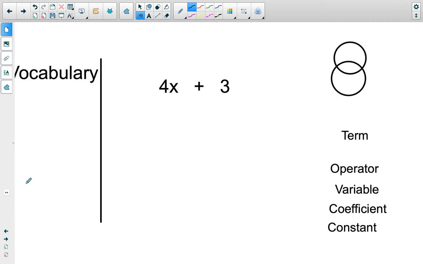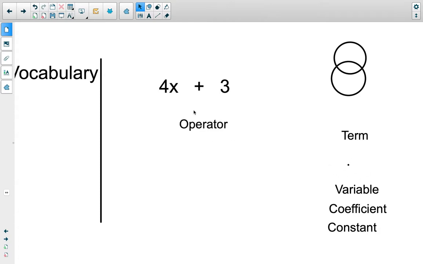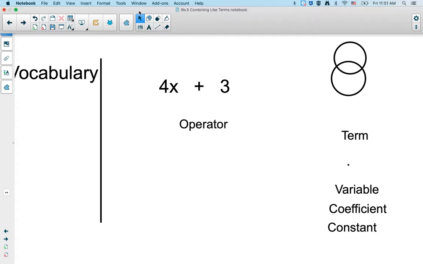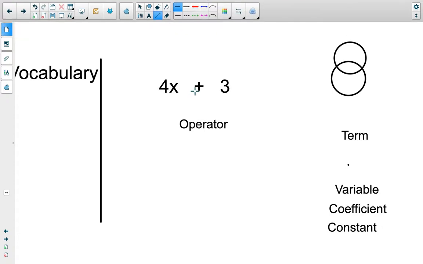So that leads us to our vocabulary today. What are some of the words we need to know? Well, first thing, let's talk about an operator. Operator is what you're doing to 2 things. In this case, we're adding. So addition is our operator. You could have subtracting, multiplying, dividing, you could have a lot of things. But in this case, addition is our operator.